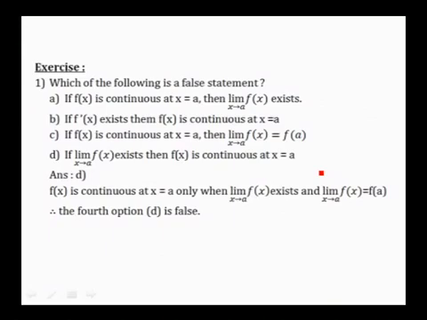Which of the following is a false statement? Look at the exercise problem. If f(x) is continuous at x equals a, then the limit of f(x) as x tends to a exists. If f(x) is continuous, the limit must exist, because continuity has 3 conditions. One, f must be defined at x equals a. Second, the limit of f as x tends to a must exist. Also this limit must be equal to f(a). So if continuous, this must hold. One of those three conditions is satisfied.